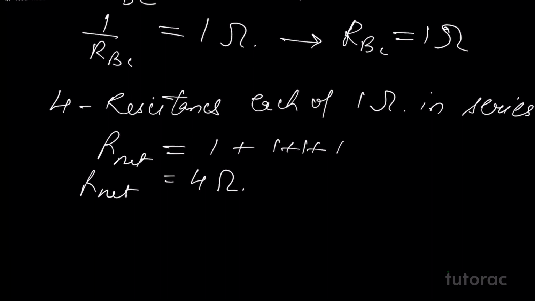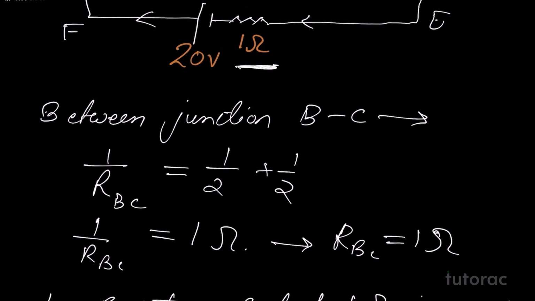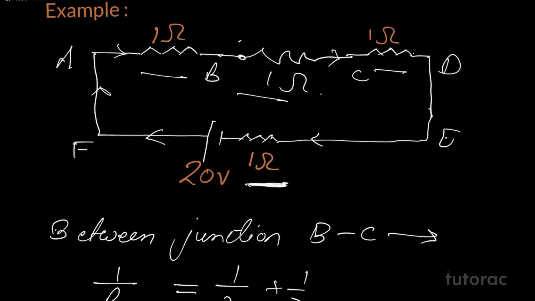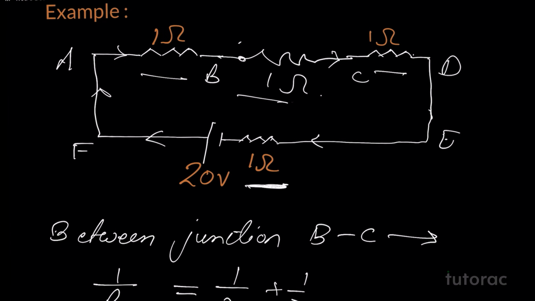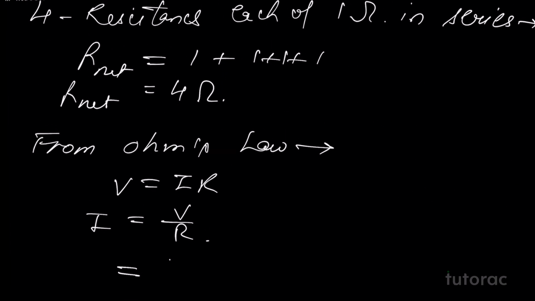Now, we can calculate the current easily from Ohm's law. What we know from Ohm's law? We know V equals IR. So I will be nothing but V by R. Here, this 1 ohm was actually the internal resistance of this 20 volt battery, and we corrected it while taking it as a normal resistance. So we get I equals V by R. V is nothing but 20, and net resistance that we'll get is 4. So we'll get I as 5 ampere.